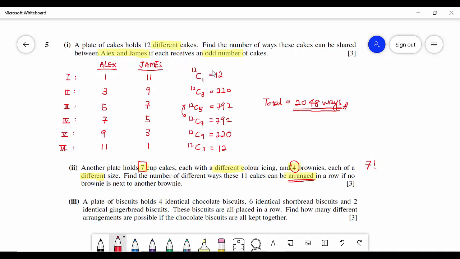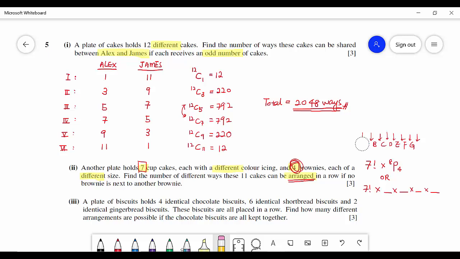So you are arranging all the 7 different cupcakes first. After you arrange the cupcakes, you're having cupcake A, B, C, D, E, F, G. Then you want to slot in the 4 brownies between the 7 cupcakes. How many spaces can you slot in? You're having space 1, 2, 3, 4, 5, 6, 7, 8. So you're having 8 spaces to slot in 4 brownies, which means that you are having 8P4. Or you can write it as 7 factorial, and because you're having 4 brownies, you can write in the 4 slots first.